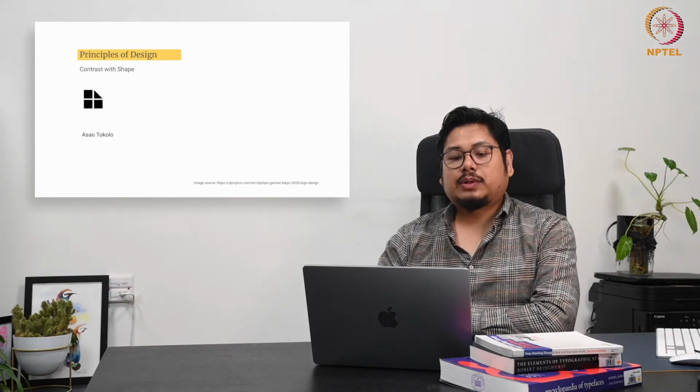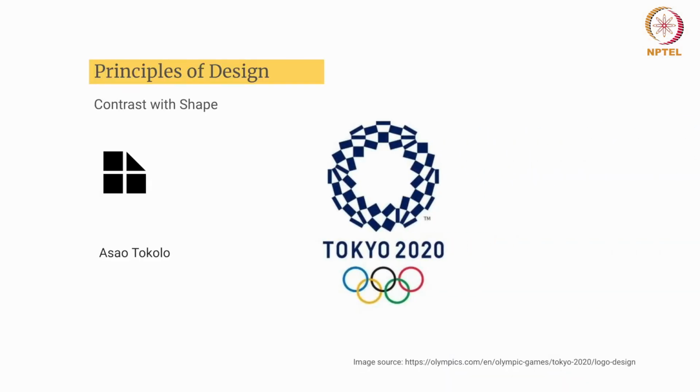So now let's see how the idea of contrast plays in logo design. I'm pretty sure most of you know about this Tokyo 2020 Olympics, right? And you can easily see how there is a contrast in terms of color and shape here. Color, why I have told, because it uses a darker bluish color, right? And there is a negative space which is white. So because of this, you can easily identify there is a contrast in the negative and the positive space, and you can easily see how there is a contrast in terms of shape.